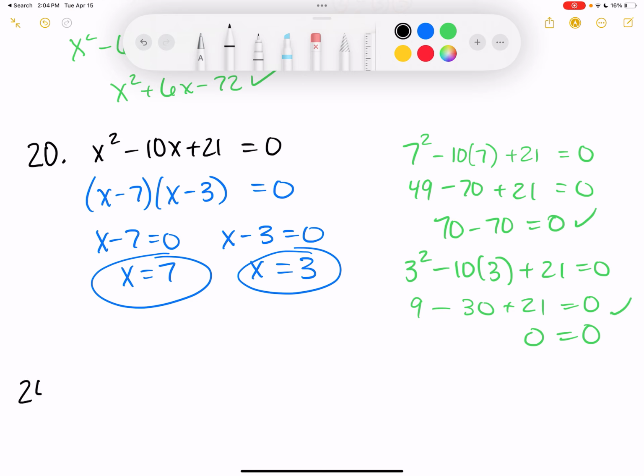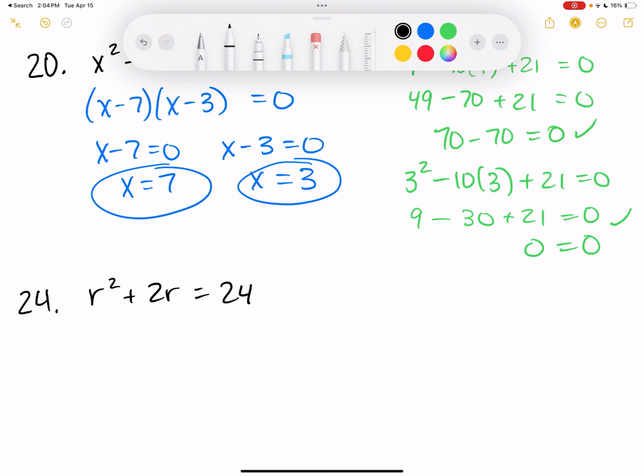24. R squared plus 2r equals 24. Oh, this one's different. Just like yesterday, I can't solve unless everything is on one side. It's got to be equal to 0 to use the zero factor property, or the zero product property. So I need to move that 24 over. I do that by subtracting, so I will get r squared plus 2r minus 24 equals 0.